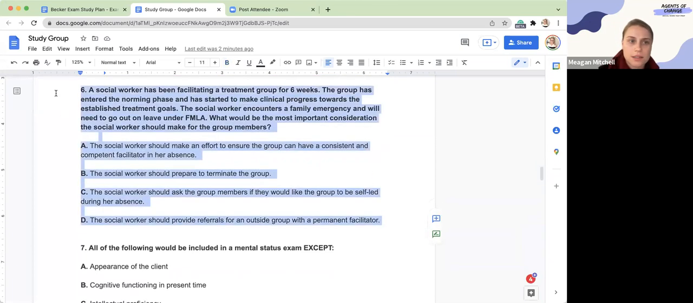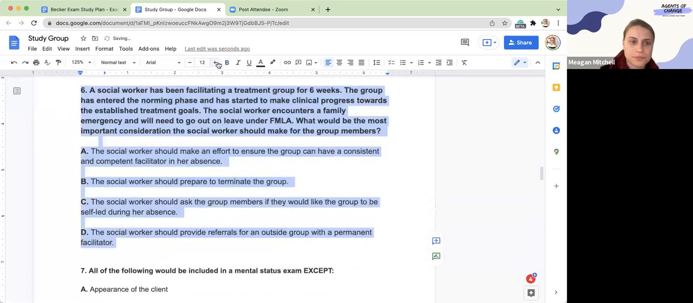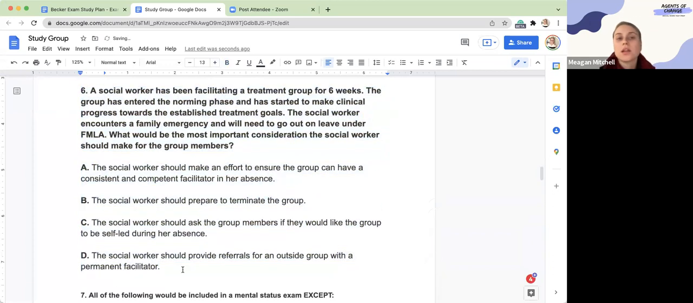Number 6, let me make this bigger. Okay. Number 6, this one's kind of a lengthier question stem. So before we even go through answer choices A, B, C, and D, I do want to break this one down together. So don't put your answer choice in until we go through breaking it down.